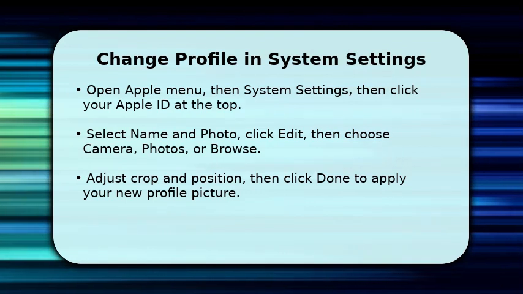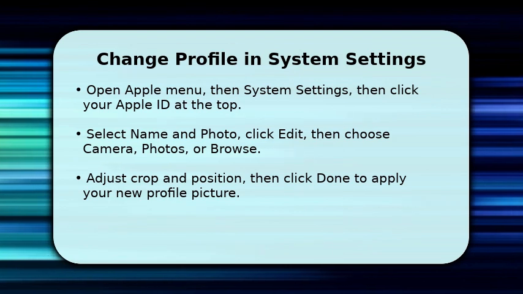Click your Apple ID at the top of the Settings sidebar to reach Account Options. Select Name and Photo, then click Edit to open the photo chooser. Choose Camera to take a live shot, Photos to pick from your library, or Browse to select a Finder file.